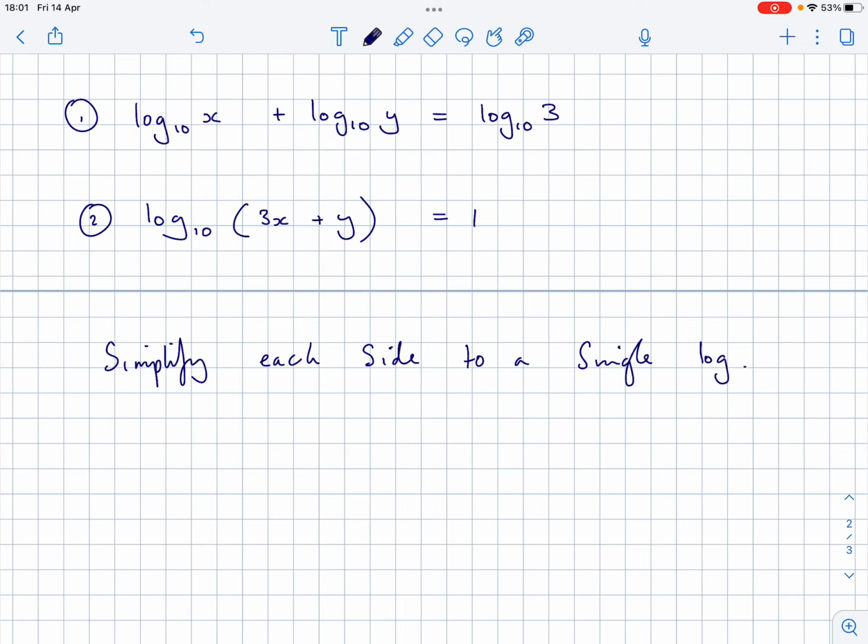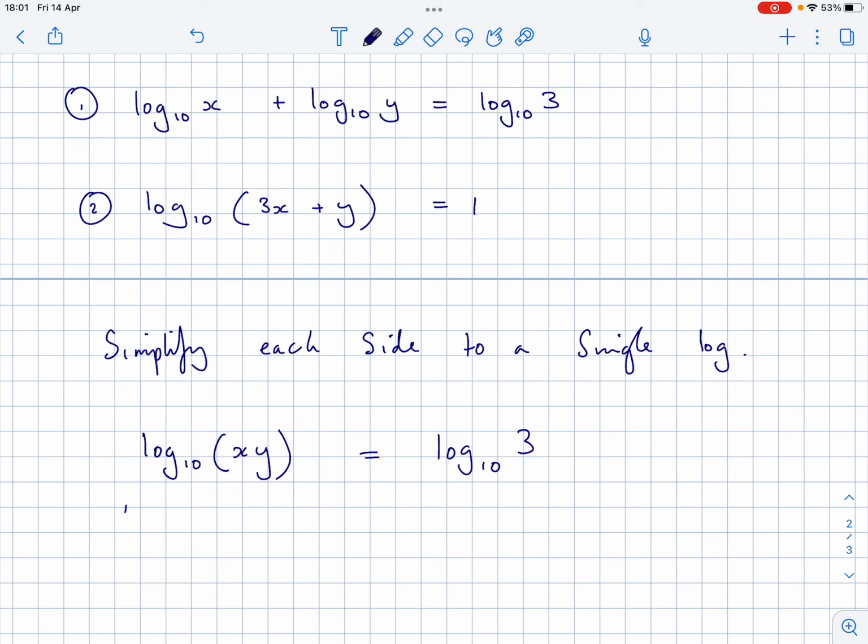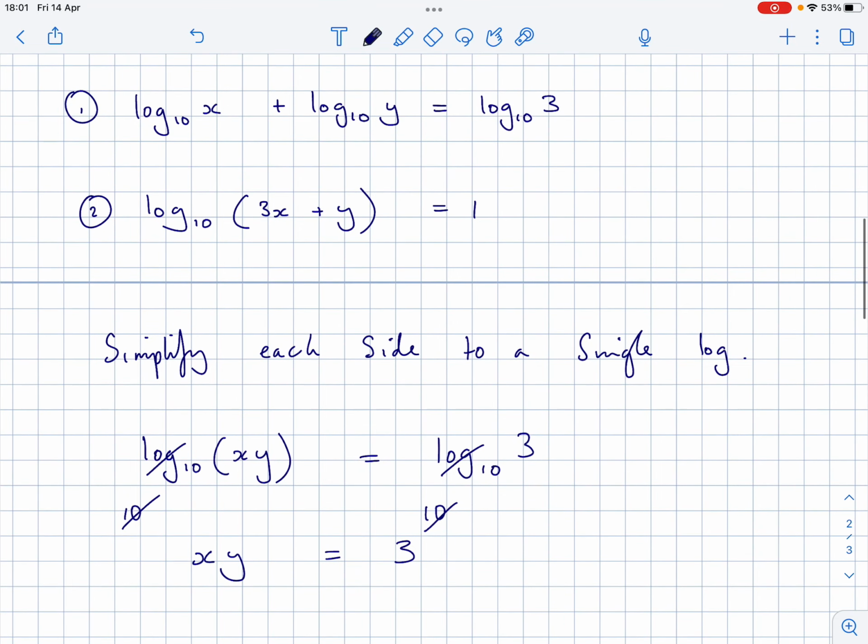Okay, now that's set up quite nicely, because we know that if we've got 2 logarithms added together and they're the same base, then we can multiply those 2 terms together. They're equivalent. And now we've got exactly what I wanted to happen. I can now raise these up as a power of 10, and they're going to cancel because it's the inverse function. Exponentials and logarithms are inverses of each other. So I get one equation, x times y equals 3.